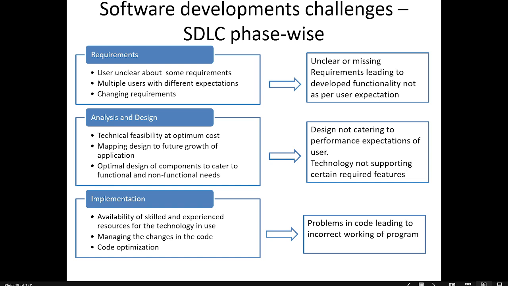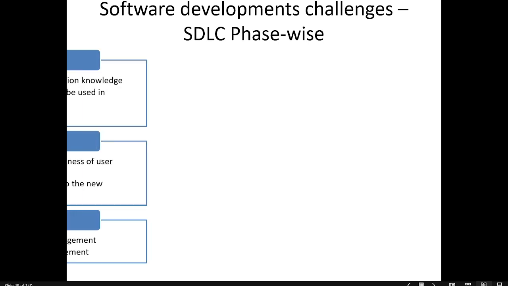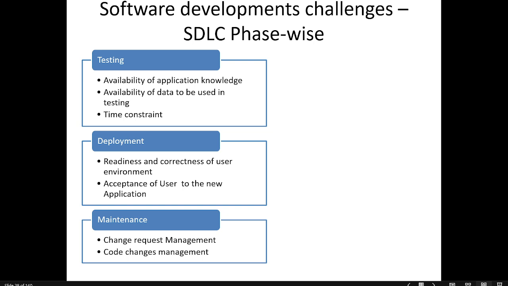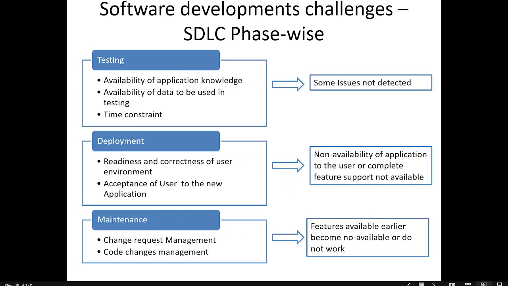Now, due to all these confusions, due to constant refactoring, constant changes, making the code changes, what will happen? This is what happened. Problems in the code leading to incorrect working of the program, because it's all mess now. A lot of things are getting changed, a lot of things are getting added, removed, and the entire chain gets disturbed. Going forward, testing. This is another phase in SDLC. What are the challenges? Availability of application knowledge.